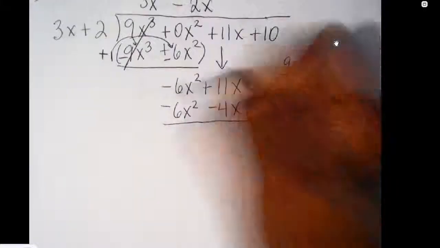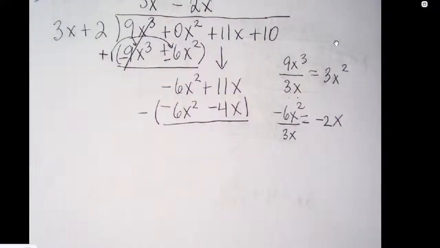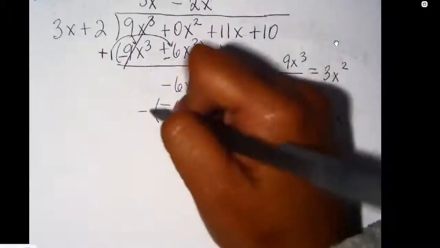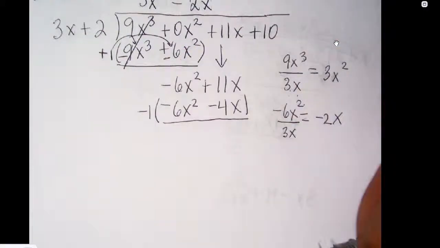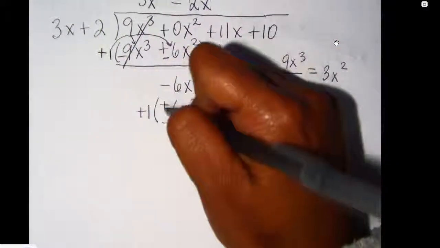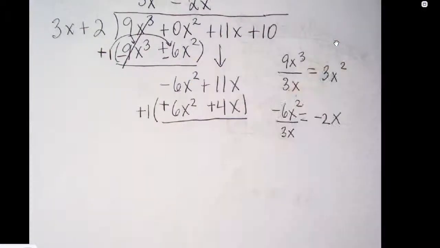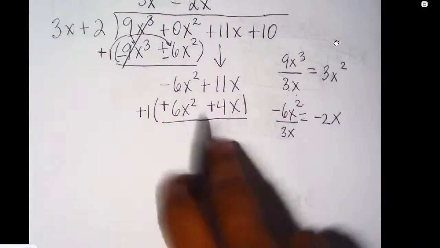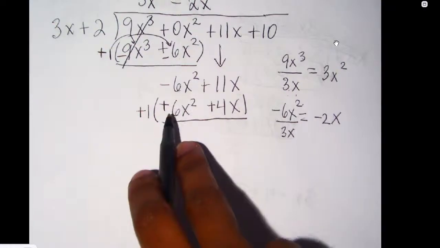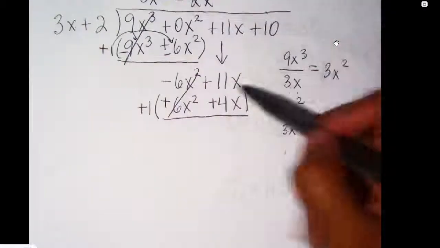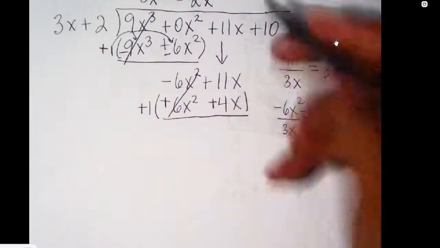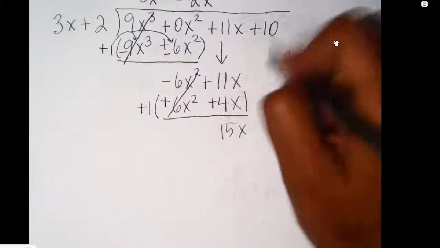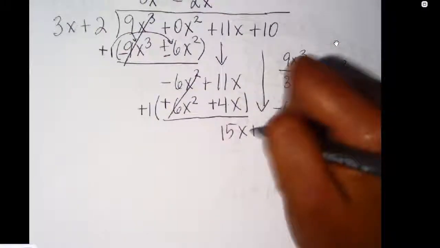And now I'm subtracting. Okay, so now the next thing is distribute the -1 through. So I'm going to change this to a plus. That becomes positive, and that becomes positive. So you know that you do it correctly because you always want those first two terms to cancel out. So that's gone now. 11 plus 4 is 15x. And the last thing, plus 10.